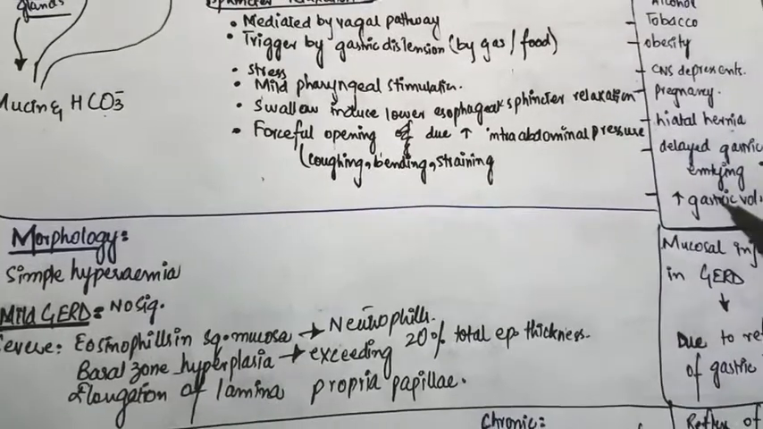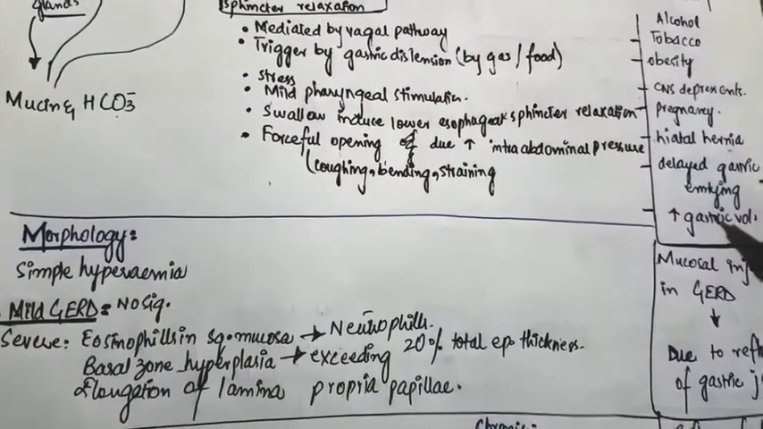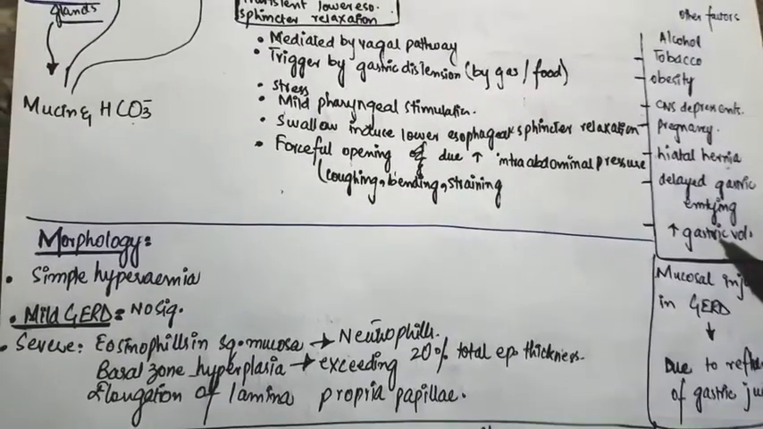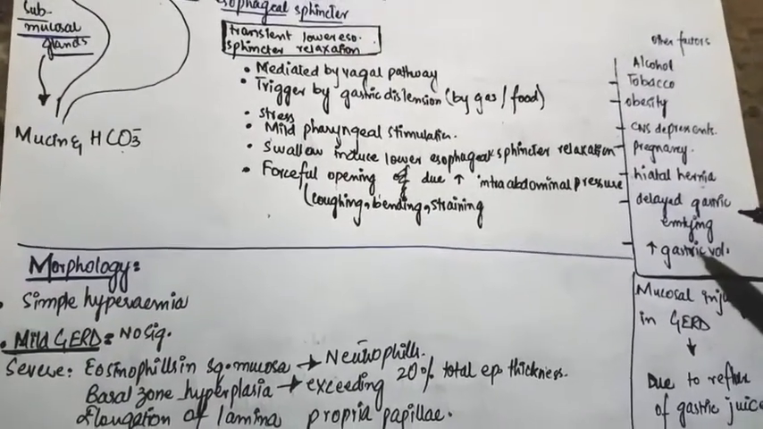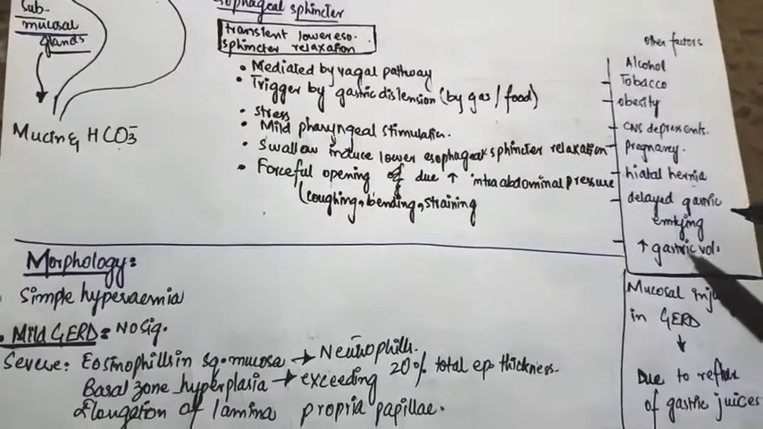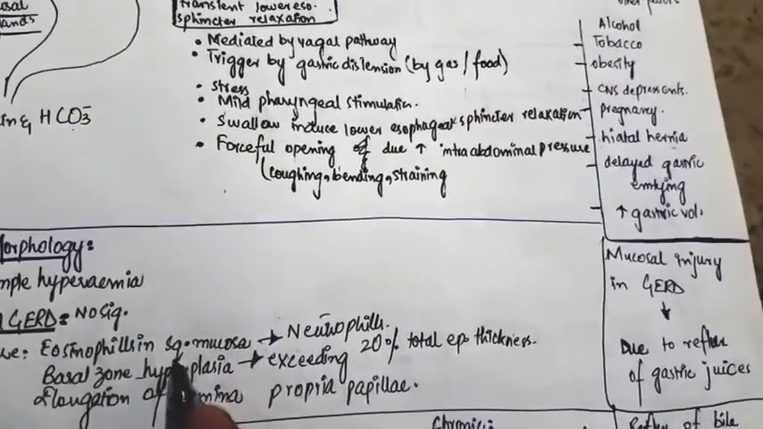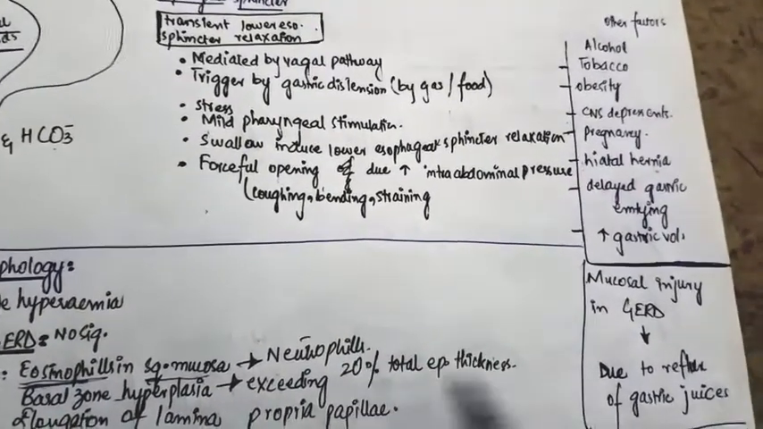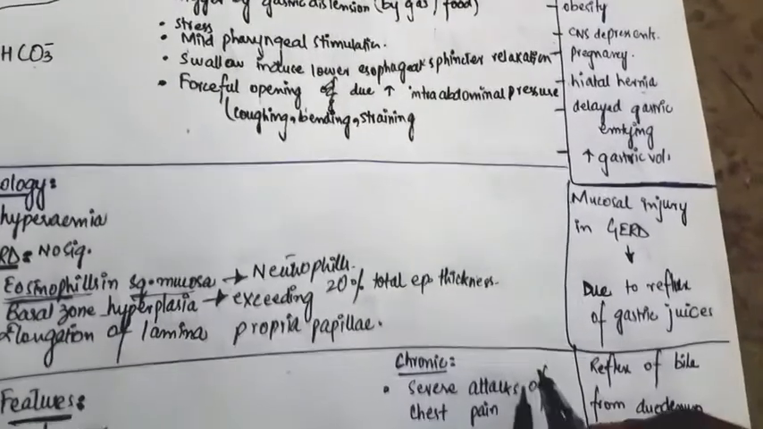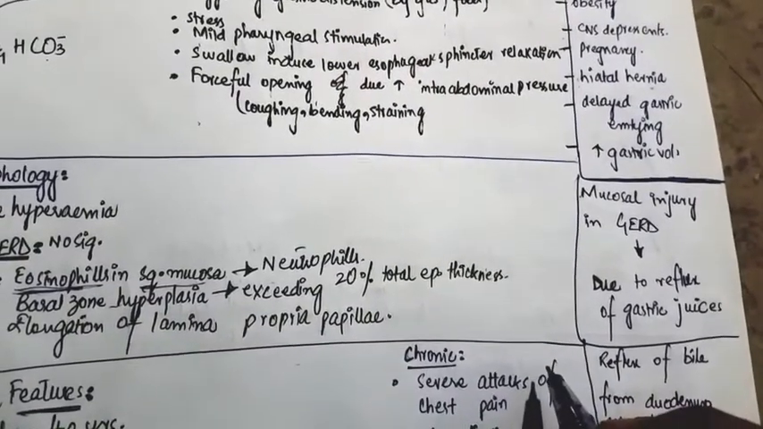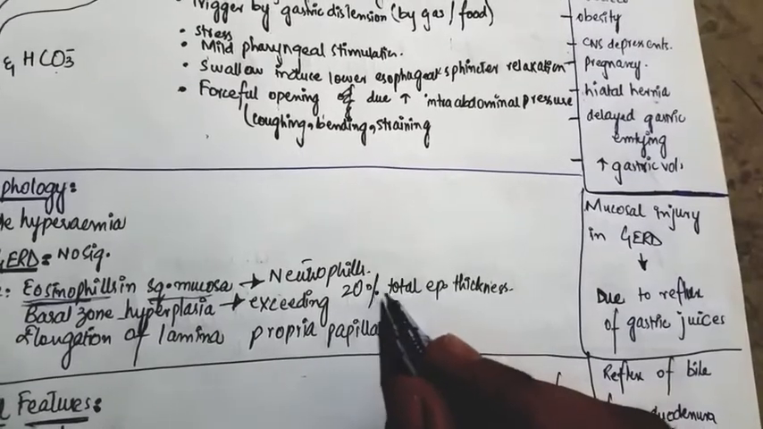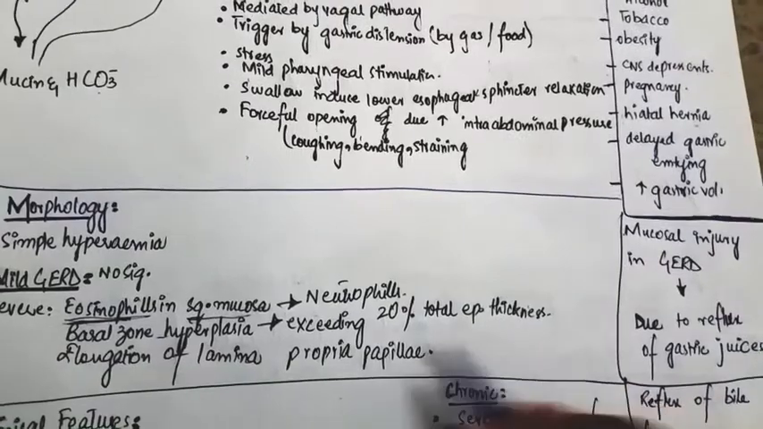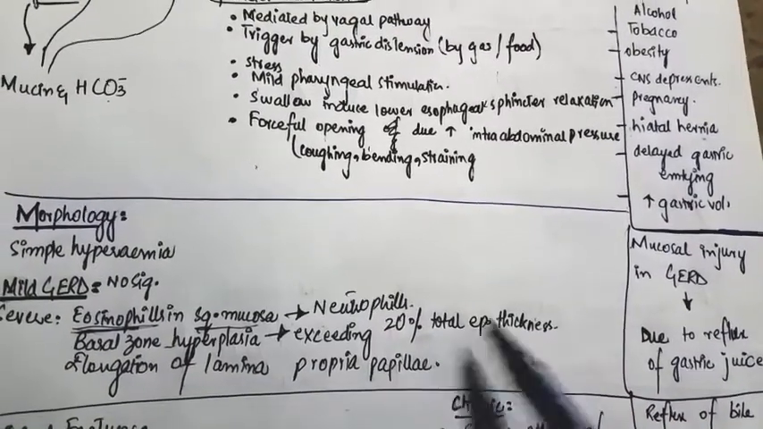And in morphology, we will see simple hyperemia. In the mild cases, there are no significant findings, but in the severe cases, we will see eosinophils in the squamous mucosa of the esophagus, which is followed by neutrophils. The main important thing is the presence of the eosinophils first, and then it is followed by the neutrophils. We can also see basal zone hyperplasia, which is exceeding 20% of the total epithelial thickness. And there will also be elongation of the lamina propria papillae.